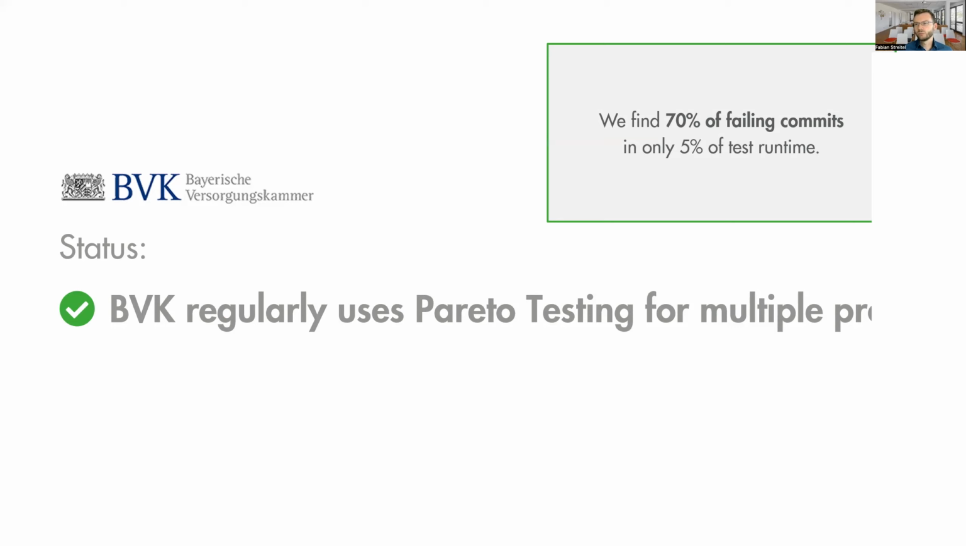So with just 5% of the test time, we find 70% of the failing commits in these regular daily 2 hour slots. So this means that on 70% of the commits, people are now getting feedback within 2 hours instead of within 24 hours that they had before. So they are very happy with that.